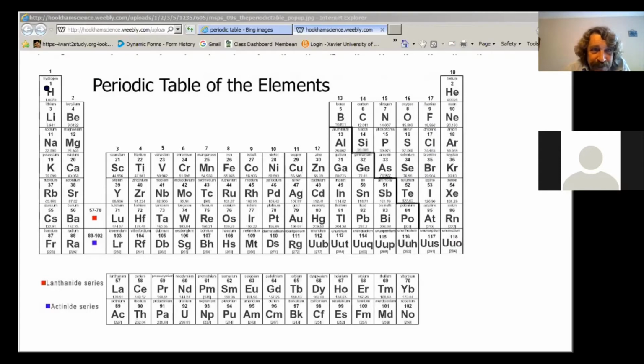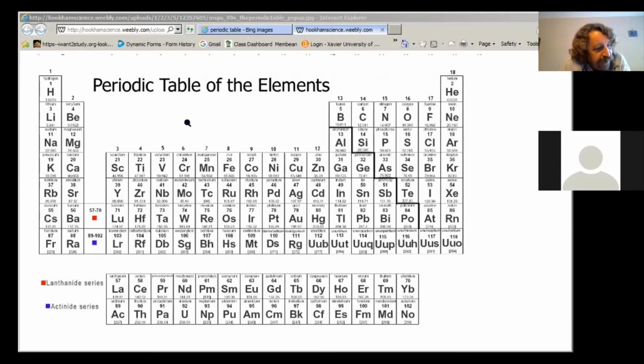Hydrogen is also a nonmetal, and everything else on the periodic table is a metal. So the vast majority of elements are metals. It's only these in this corner, above and to the right of the stair step, and hydrogen that are the only nonmetals. Everything else is considered to be metals.